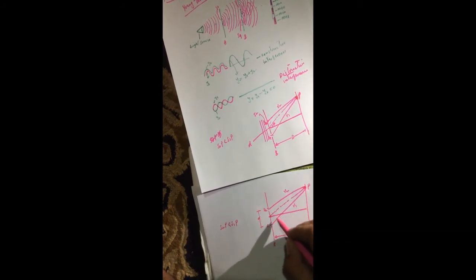Now I will draw a perpendicular on this ray R1 from this point. By perpendicular I mean this angle is 90 degrees. I call this point B. I draw this perpendicular in such a way that S2P is equal to BP.